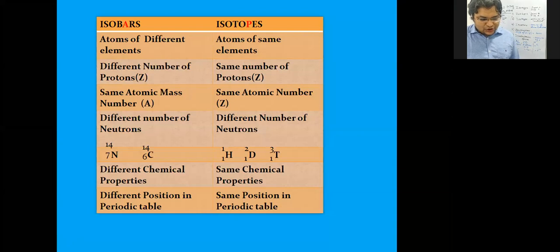Have you understood also, guys, what are isotopes, isobars? Vedita, have you understood this? Siley, Arya.